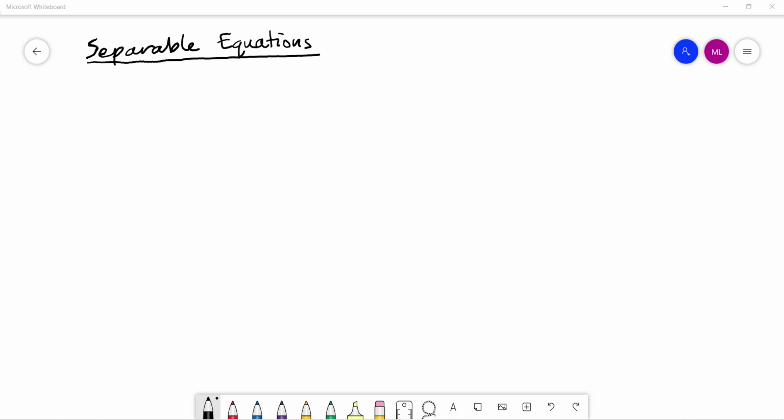In this video, we're going to take a look at our first analytic, sort of pencil and paper approach to actually solving differential equations. And we're going to focus on a type of differential equation called a separable equation. And we'll talk about what that means in just a minute. But let's go back to the big picture.